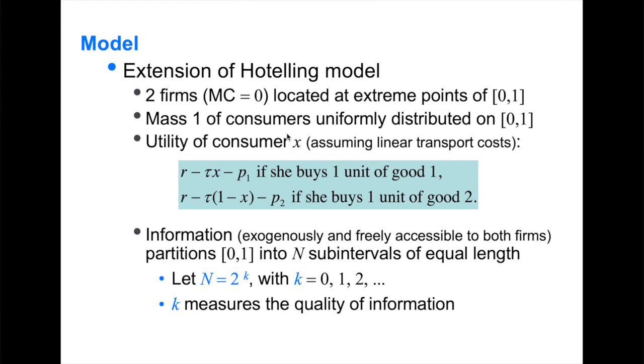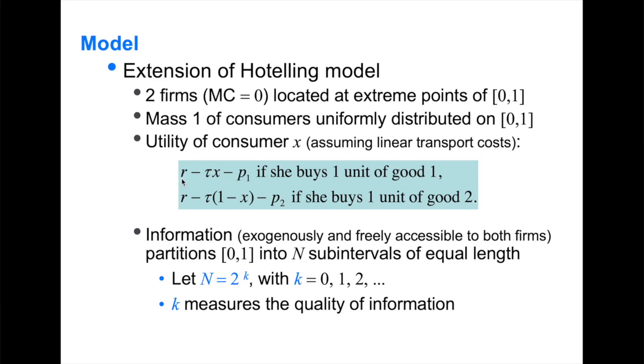Consumers are uniformly distributed along that line. There is a mass 1 of consumers. And remember, they have a unit demand. So they buy one unit either from firm 1, which is located at 0, or from firm 2, which is located at 1. The net utility they obtain is as follows.